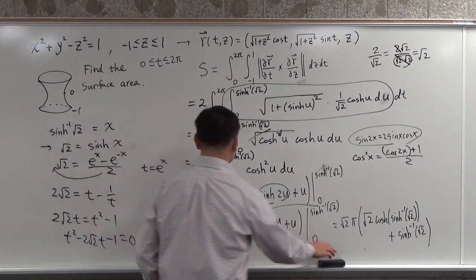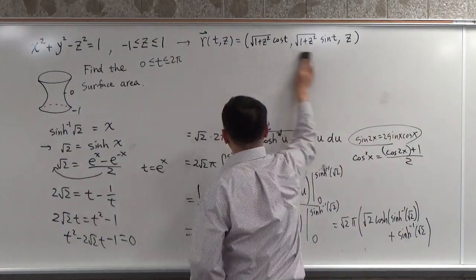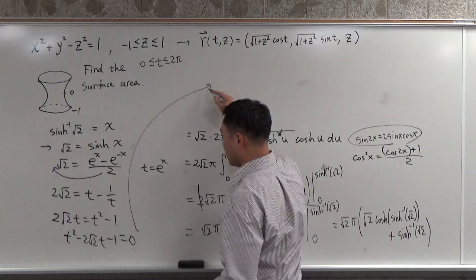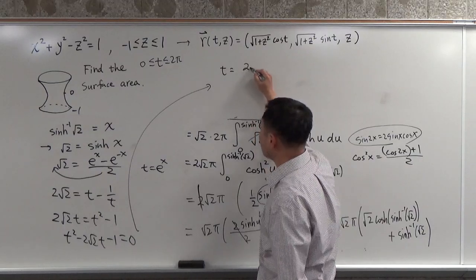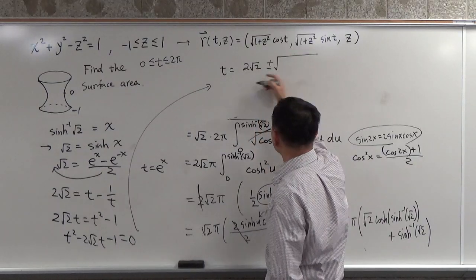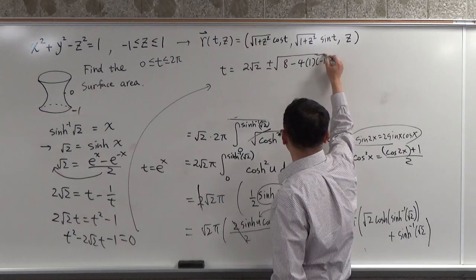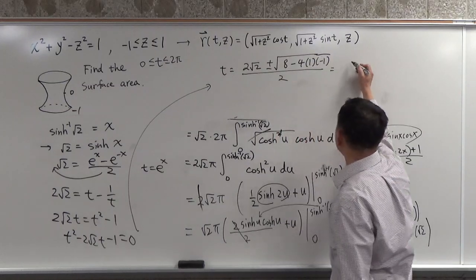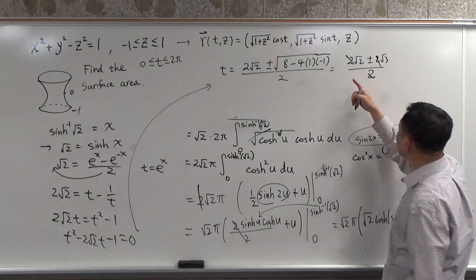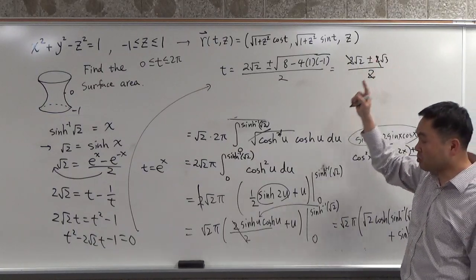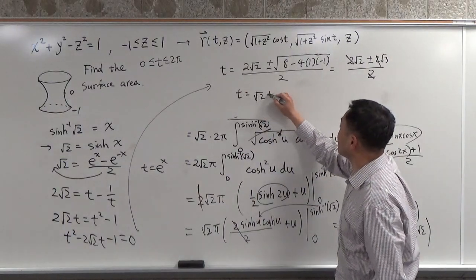And then you can solve this by using the quadratic formula. So t would be 2 radical 2 plus or minus square root of (2 radical 2) squared, which is 8, minus 4 times 1 times negative 1, over 2. And this is 2 square root of 2 plus or minus 2 square root of 3 over 2. And these cancel. And it can't be square root of 2 minus square root of 3 because we know that t is positive, right? So we know that t must be square root of 2 plus square root of 3.